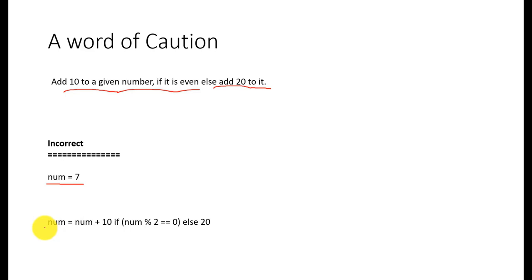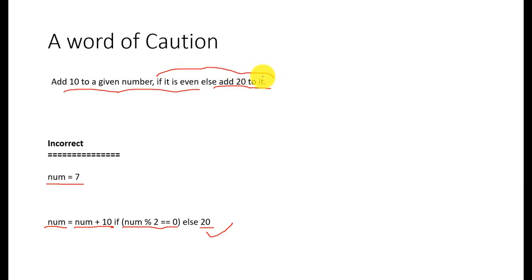Now if we compare this statement with the syntax which we discussed on the last slide, then the variable is num, is equal to expression 1 which is num plus 10, if condition is true. So this is the condition. And the second expression is just 20. So what will happen here is num will be assigned num plus 10 if number is even, if the original value of num is even. Otherwise, it will be simply set to 20.